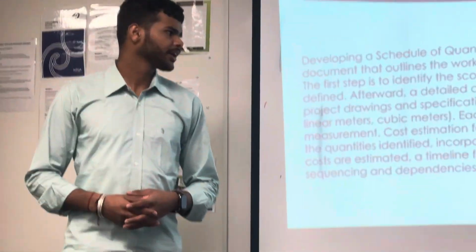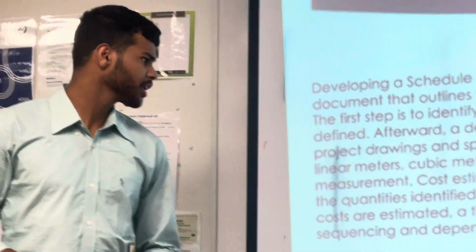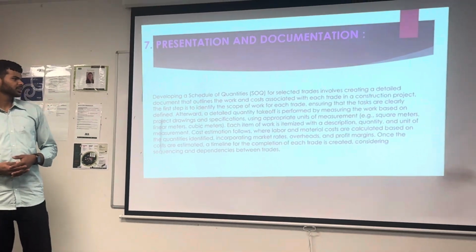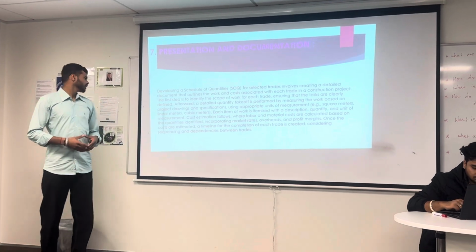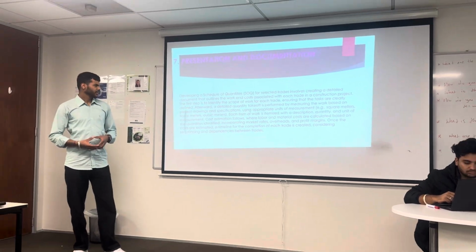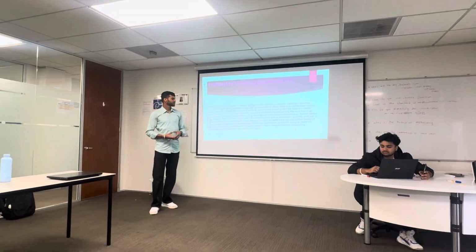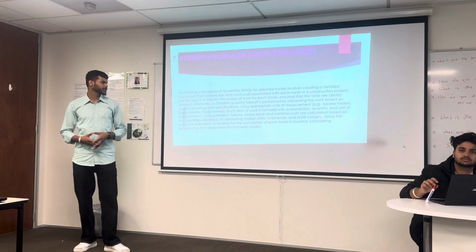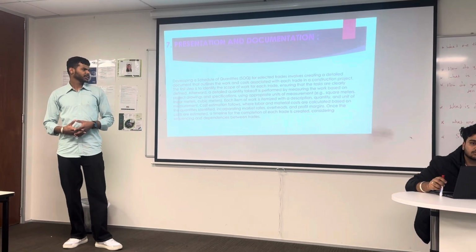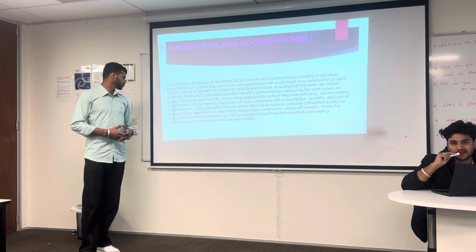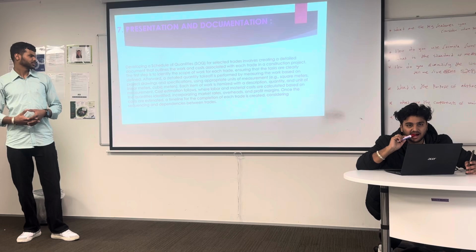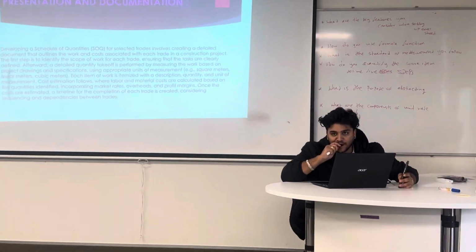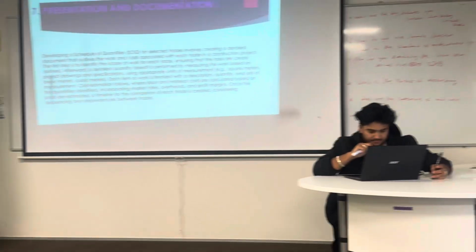Afterward, a detailed quantity takeoff is performed by measuring the work based on project drawings and specifications using appropriate units of measurement. Example, square meters, linear meters, cubic meters. Each item of work is itemized with a description, quantity, and unit of measurement cost. Estimation follows where labor and material costs are calculated based on the quantities identified, incorporating market rates, overheads, and profit margins. Once the costs are estimated, a timeline for the completion of each trade is created, considering sequencing and dependencies between trades.